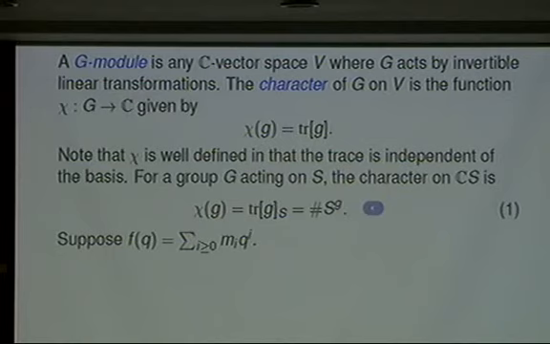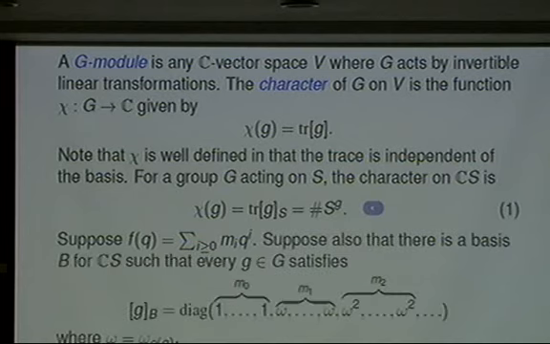So here I've written the polynomial out as the sum of m sub i q to the i. So m sub 0 plus m sub 1 q, et cetera. And suppose there is a basis for CS such that every group element is diagonalized on this basis, which may seem like a lot to ask, but it's going to turn out that it's easy to do. And suppose further that the diagonal matrix you get has the following very special form.